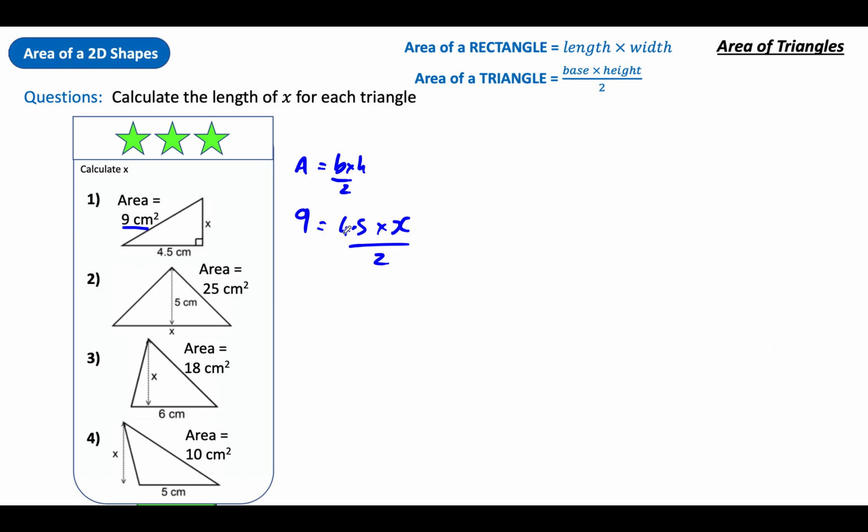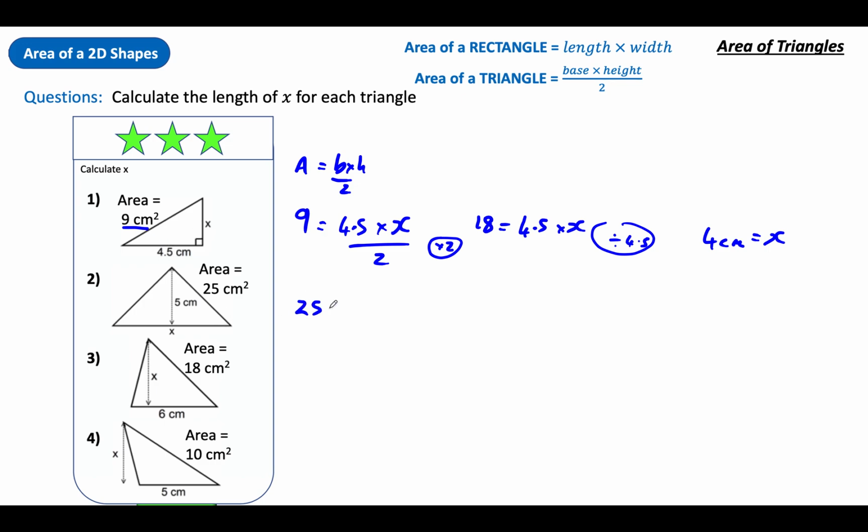We have unpaused. First things first, let's times it by 2 to get 18. So 4.5 times by x. So that was, we times it by 2. Then we're going to divide it by the 4.5. How many 4.5s in that? There are 4. So x must be 4 centimeters. 4 times that divided by 2 is 9.